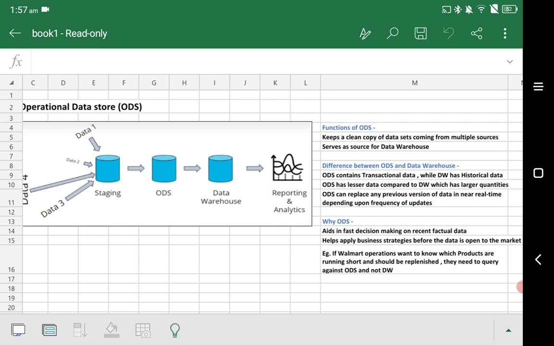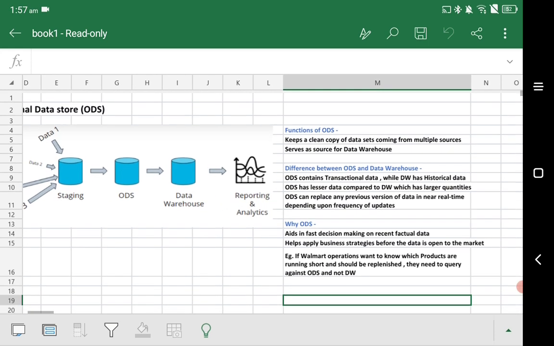Hope this example and these data sets have given you a better clarity of ODS.